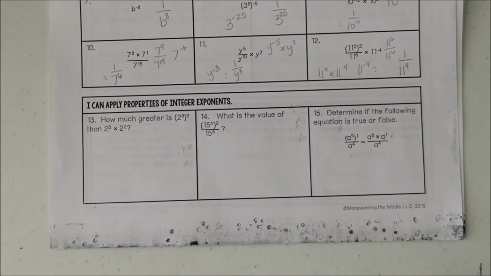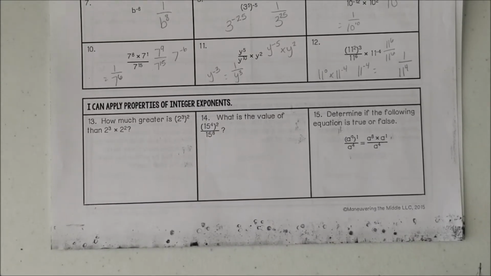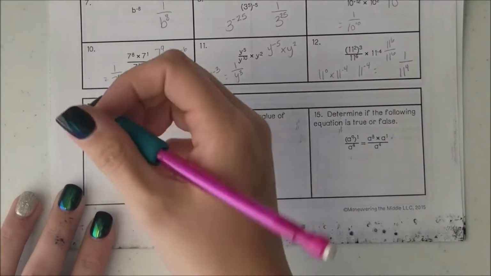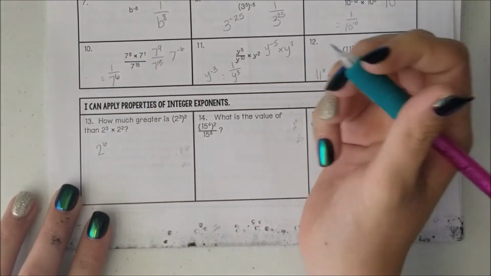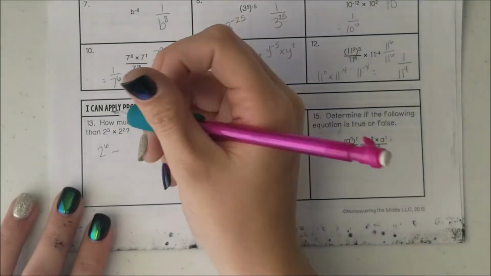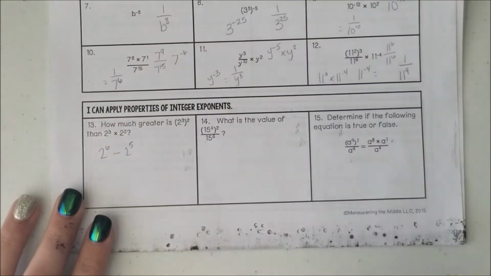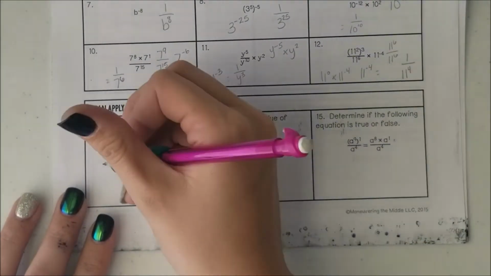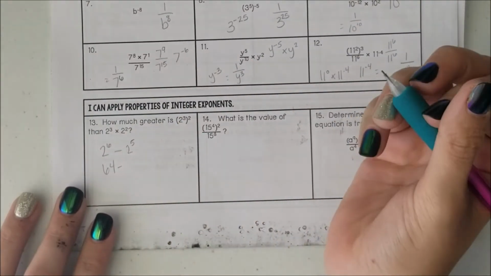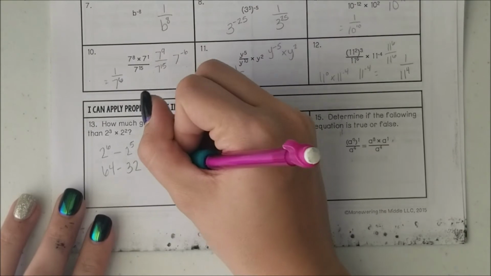Next is I can apply properties of integer exponents. So it says how much greater is 2 to the 3rd to the 2nd power than 2 to the 3rd times 2 to the 2nd. Well, power to power is multiply, so 2 to the 6th minus 2 to the 3rd times 2 to the 2nd is 2 to the 5th. Okay, well 2 to the 6th is 64, 2 to the 5th is 32, 64 minus 32 is 32.